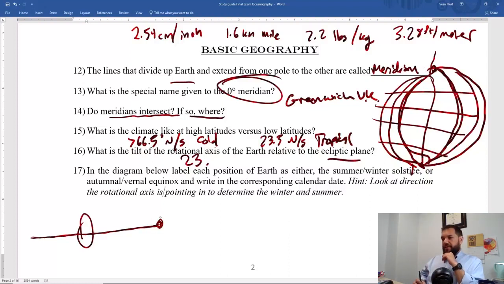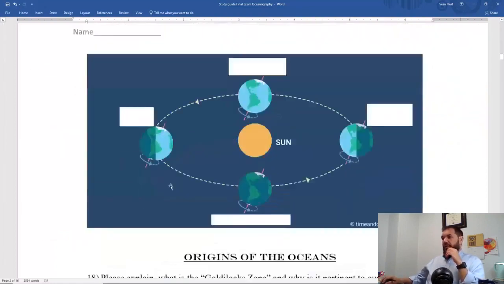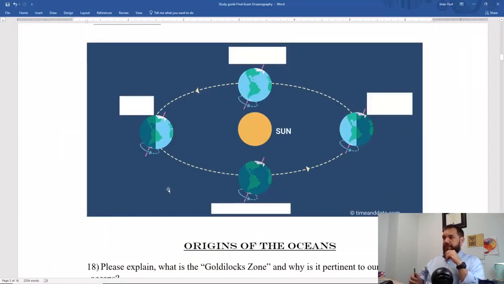So our axis is tilted 23.5 degrees away from perfect perpendicular relative to that ecliptic plane. All right, now in the diagram below, you could have a diagram like this, and it could be labeled A, B, C, D, something like that. And it would ask you which one of these depicts the winter solstice or the summer solstice or whatever. Okay, how do you determine what's the summer solstice?